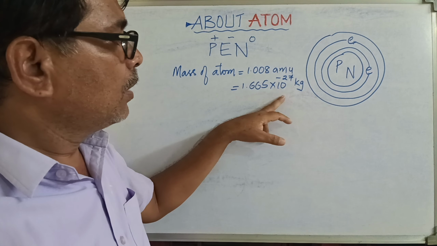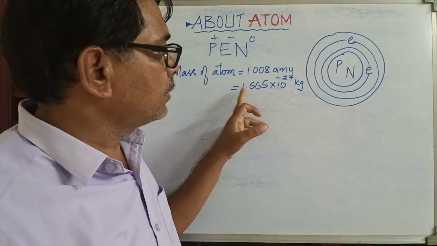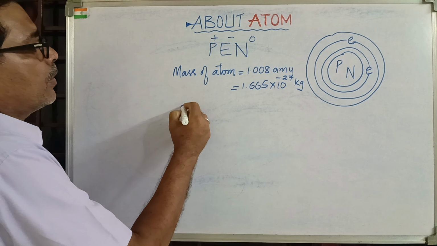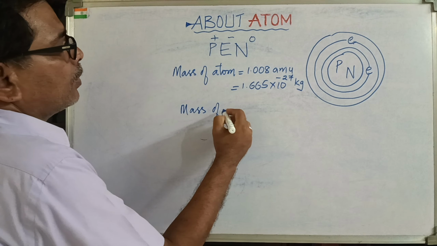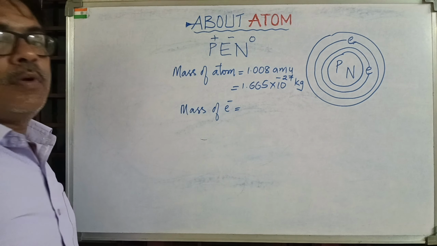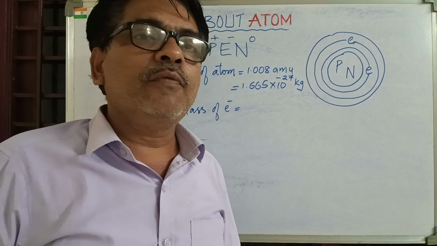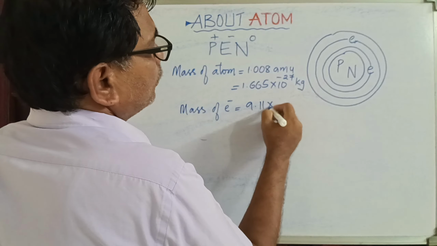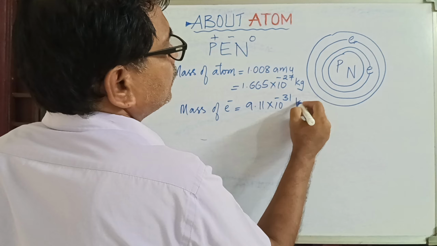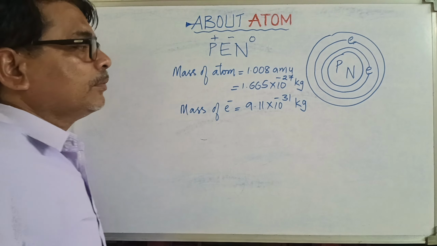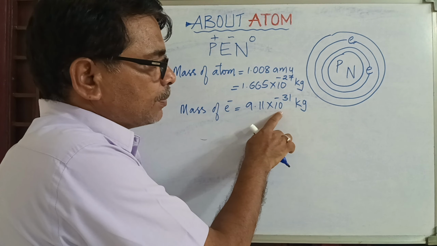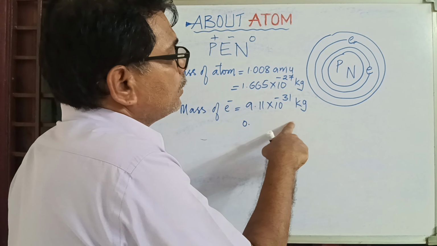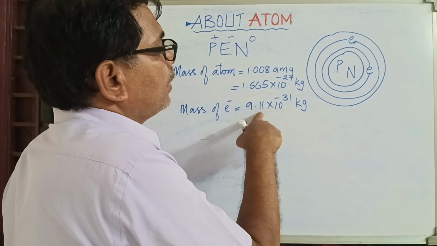What do you mean by this? After 26 zeros, then starts your value 1665. Now the next one: another subatomic particle, the mass of the electron. It is 9.11 into 10 to the power of minus 31 kg. This is the mass of the electron, very less. Minus 31 means after almost 30 zeros, then comes 911.